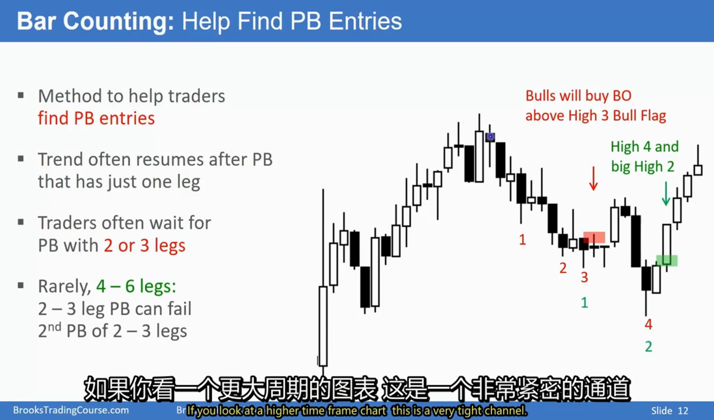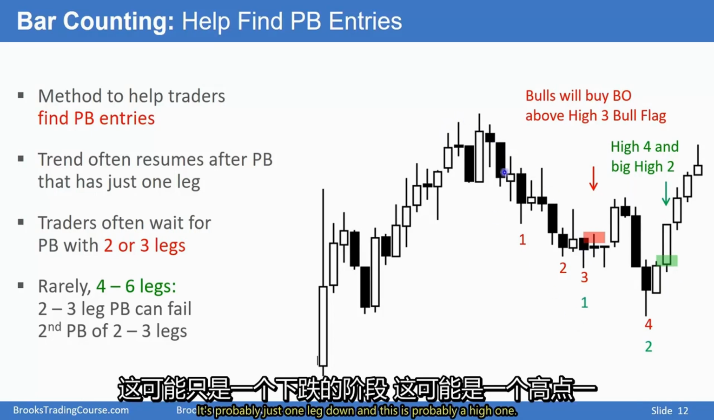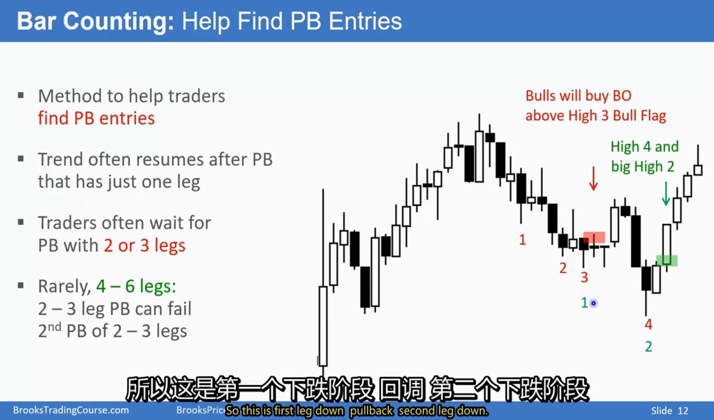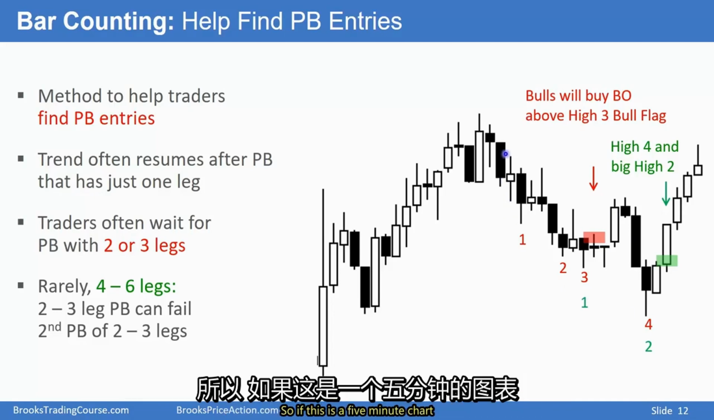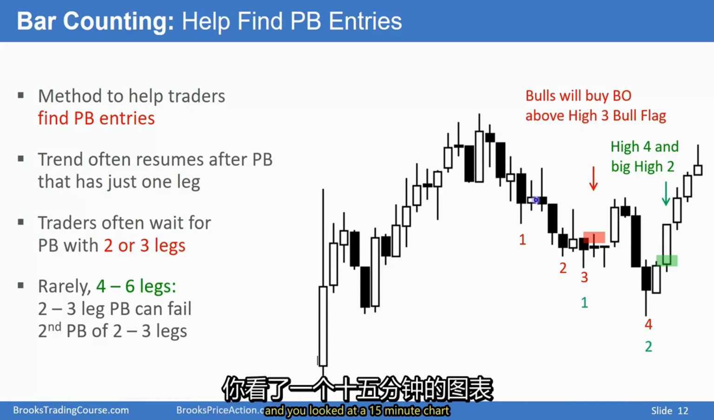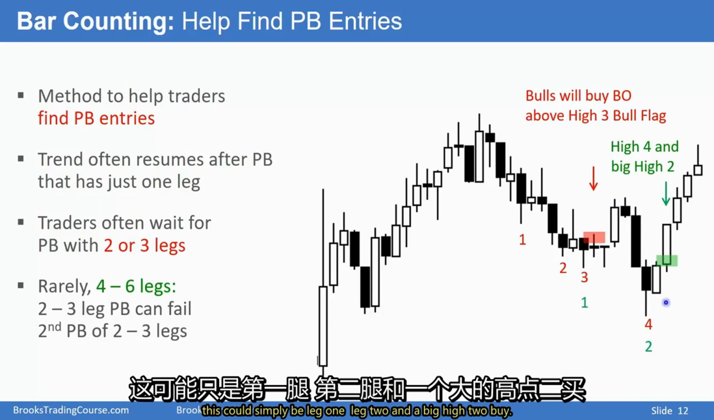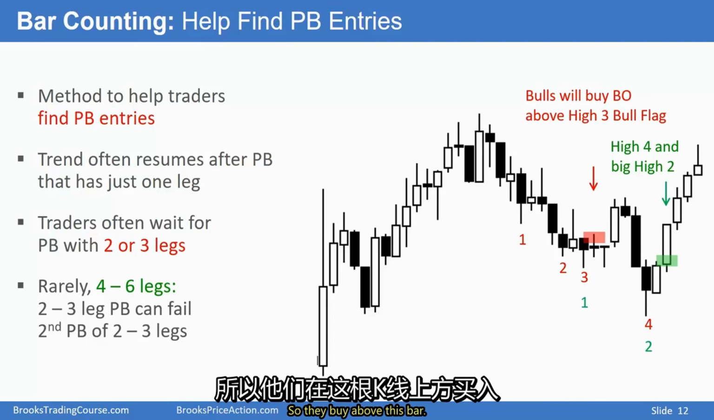If you look at a higher time frame chart, this is a very tight channel. It's probably just 1 leg down, and this is probably a high 1. So this is first leg down, pullback, second leg down. So if this is a 5-minute chart and you looked at a 15-minute chart, this could simply be leg 1, pullback, leg 2, and a big high 2 buy. So they buy above this bar.